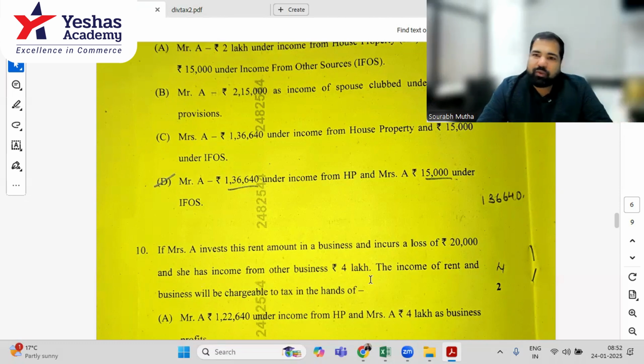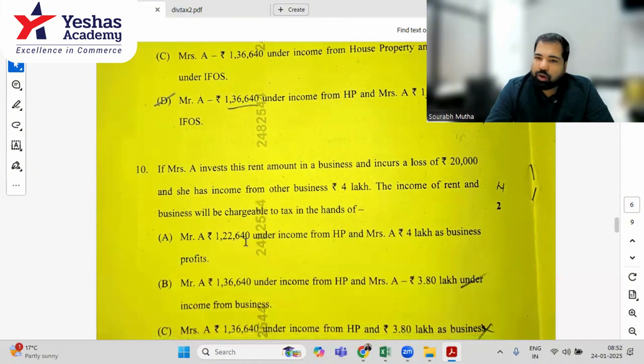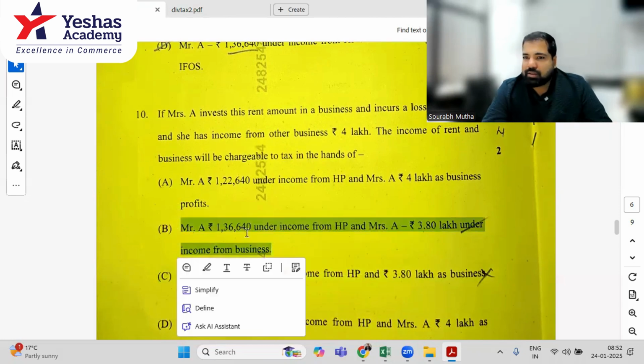And 136,640 will continue to be Mr. A's income. So Mr. A 122 wrong. Mr. A 136 and Mrs. A 3 lakh 80 absolutely right. This is the right answer.